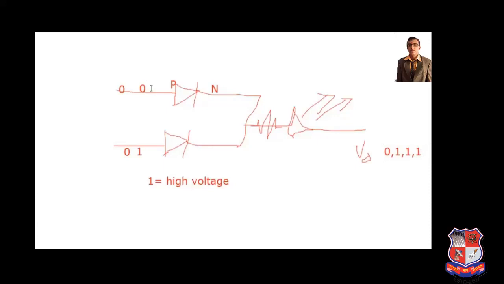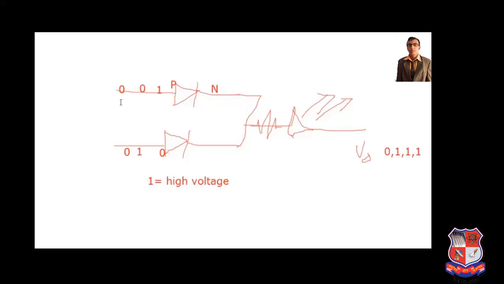We have written here the third case. Third case means what? Here 1, here 0. So at that time this diode is conducting, this is not conducting, and in the fourth case both diodes are conducting, so output is 1. So it is the complete explanation of the OR gate.